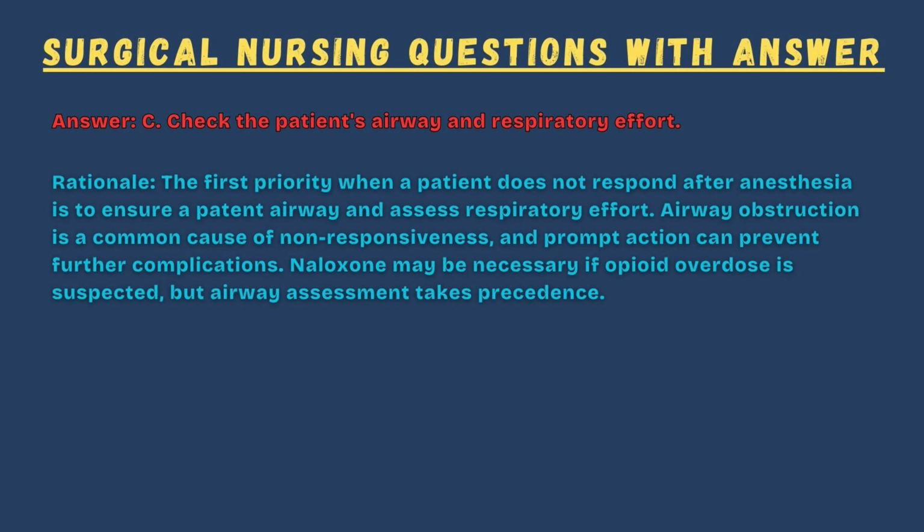Answer. C. Check the patient's airway and respiratory effort. Rationale. The first priority when a patient does not respond after anesthesia is to ensure a patent airway and assess respiratory effort. Airway obstruction is a common cause of non-responsiveness, and prompt action can prevent further complications. Naloxone may be necessary if opioid overdose is suspected, but airway assessment takes precedence.